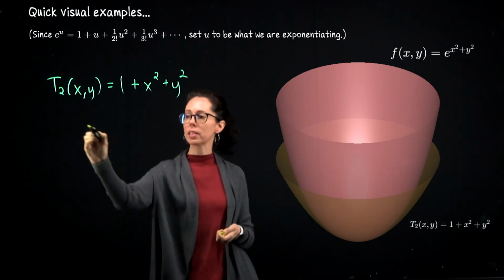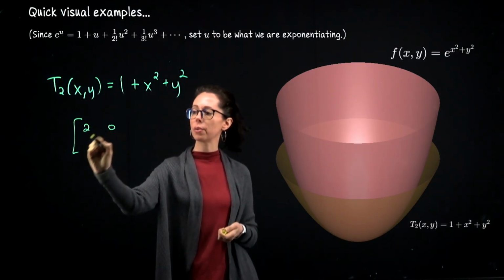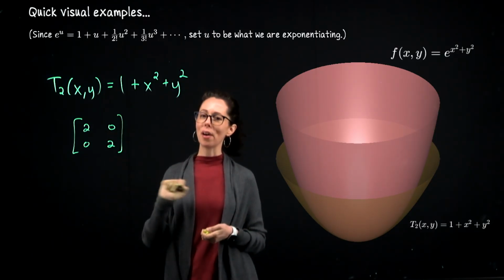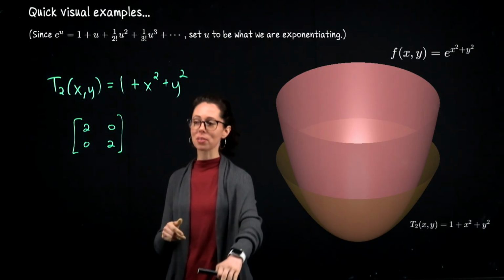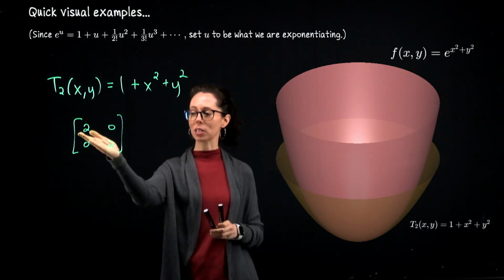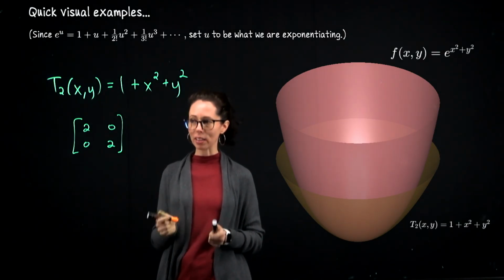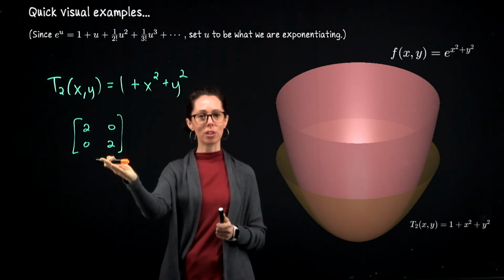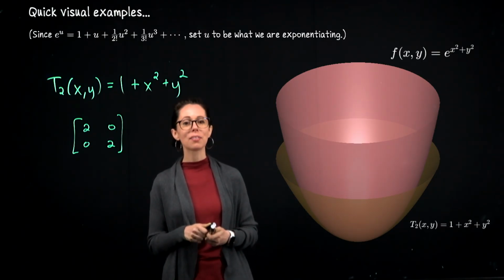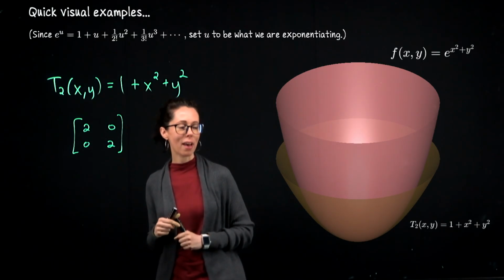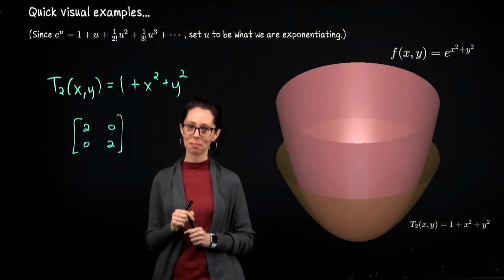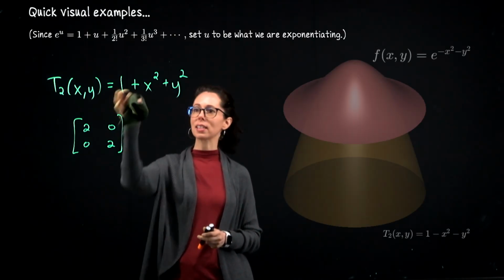To do the Hessian for this function, you get 2, 0, 0, 2. When you have a diagonal matrix, do not do a characteristic polynomial to compute the eigenvalues. They are literally these diagonal entries. So the eigenvalues for this matrix are 2 and 2. This is a positive definite matrix, and we see that in the picture because we have a local minimum for our function. Okay, let's look at the next example.